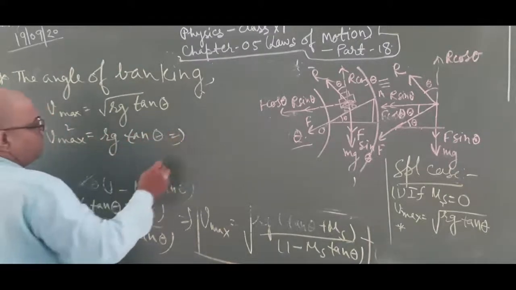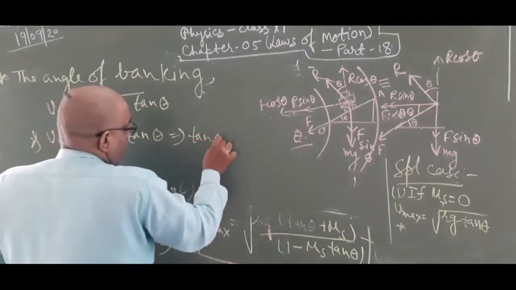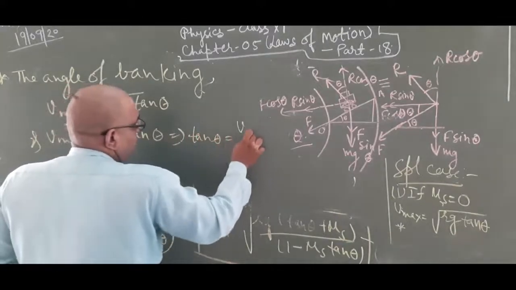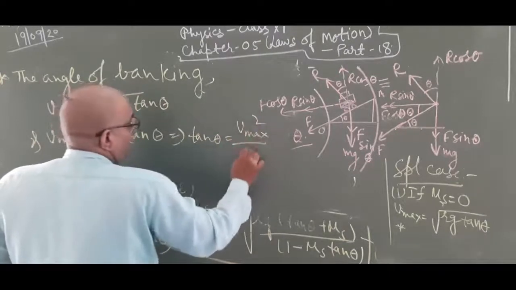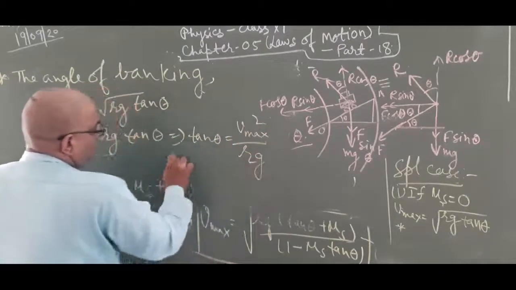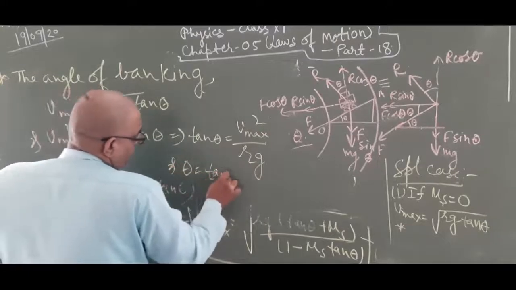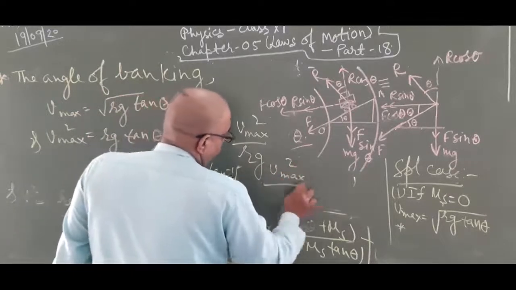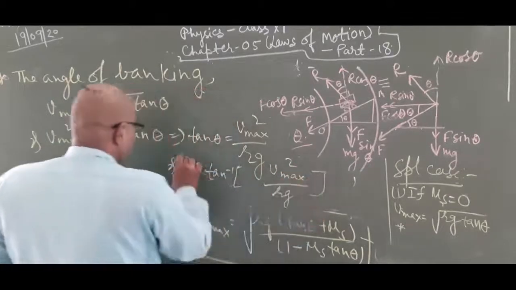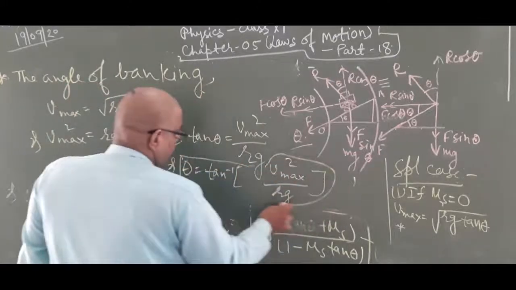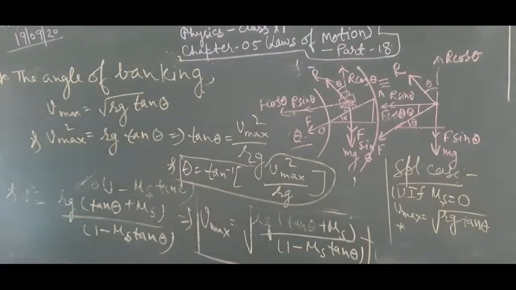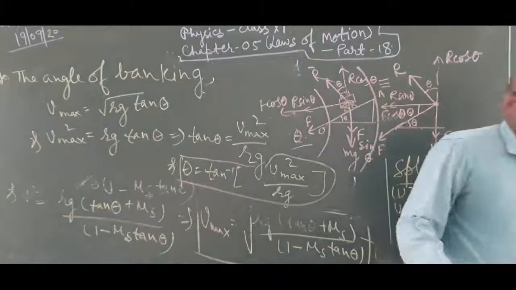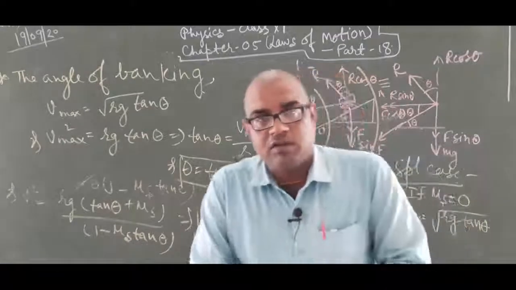It implies that tan theta is equal to Vmax square upon Rg, or theta is equal to tan inverse of Vmax square upon Rg. That is the angle of banking provided to the car for making the safe turn. So this is all about the motion of the car on the banked road.